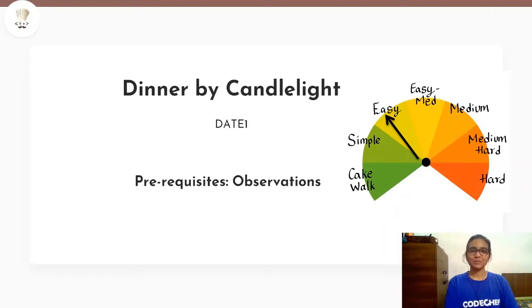Today we'll be solving the problem Dinner by Candlelight, which is an easy problem and the prerequisites are observations. So without wasting any time, let us go to the problem statement.